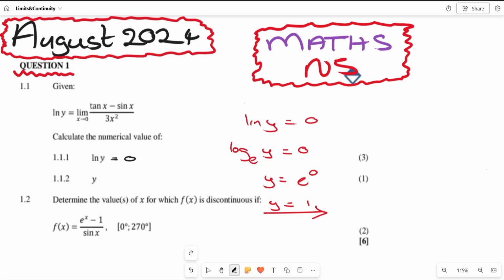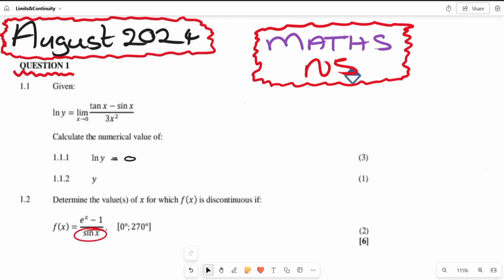All right, the following question wants us to find out the values of x for which this function is discontinuous. If a function has to be discontinuous, the denominator will have to be equal to 0. So we'll say sine x is equal to 0, and then find out the reference angle. So x is also going to be equal to 0.